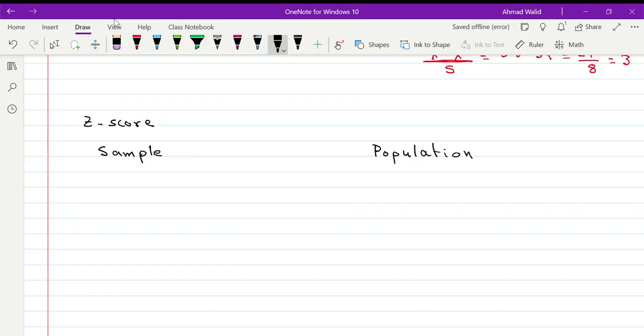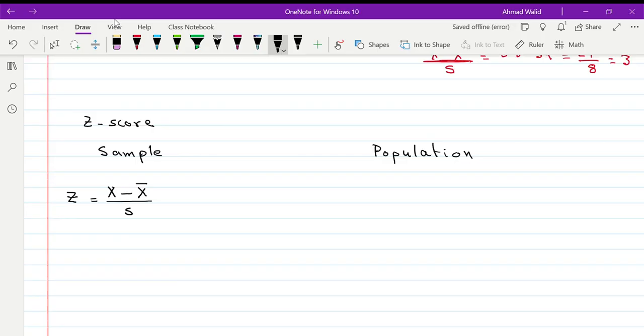For a sample, of course, we will use the letter Z for Z score. Z is equal to your data value minus the mean, over what? S, because S represents the standard deviation for a sample. X bar is the notation for the mean for a sample, correct?